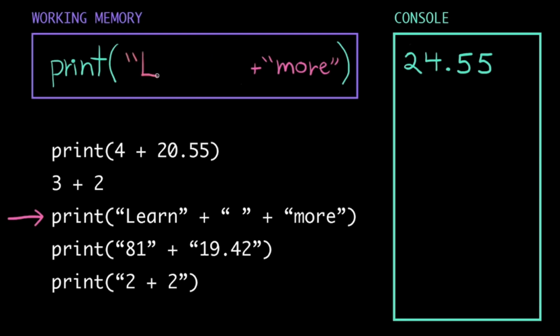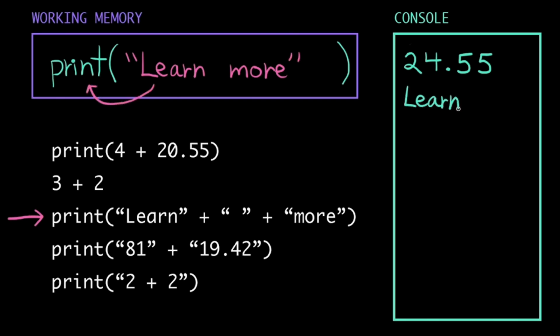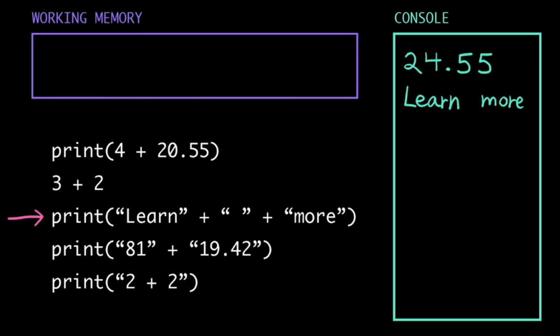Now, when we add strings, remember that we are concatenating. We are smushing together. So we get the string "Learn" space. Then we add the string "more". We concatenate and we get "Learn" space "more". We're down to a single value, so the computer peeks outside the parentheses, sees that we want it to print that value, and it prints "Learn more" in the console. Finally, it clears its working memory and it moves to the next line.